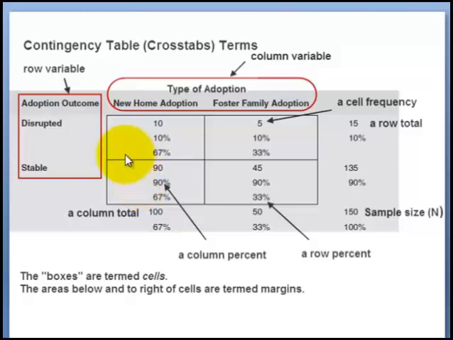In this contingency table, the bottom percentages in each cell are row percentages. And row percentages sum to 100 across the rows. So here we have 67% plus 33%. That sums to 100% across the disrupted row, and therefore it is a row percentage.